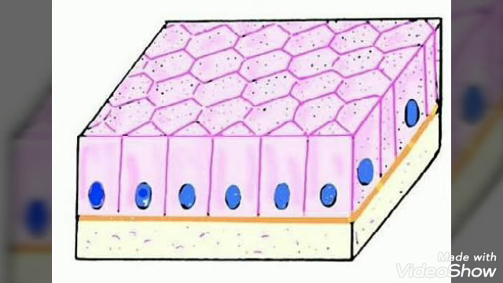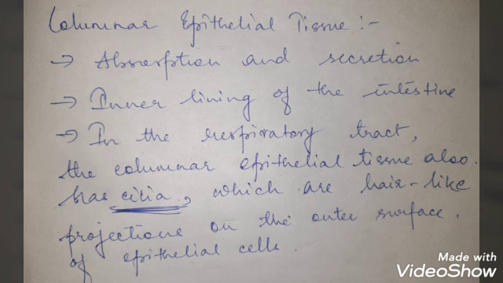Next we come to column-shaped cells, which together form a columnar tissue. The name is there because of the shape of the cells, as they are all in the shape of columns. Where do we find them? Their main function is absorption and secretion, and they are found in the inner lining of the intestine because there is maximum absorption and secretion.